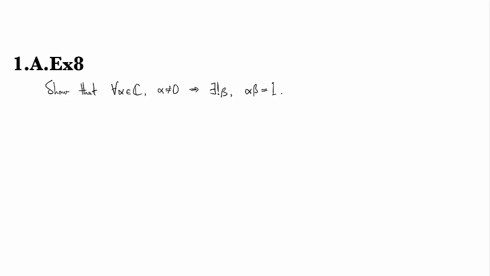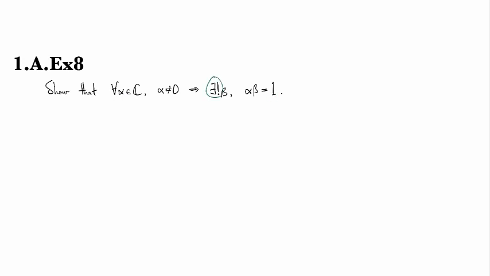Okay, so let's look at section 1A, exercise 8, which asks us to show that for any complex number alpha, if alpha is non-zero, then there exists a unique complex number beta such that when you multiply them, you get 1. So it's asking us to show two things here.